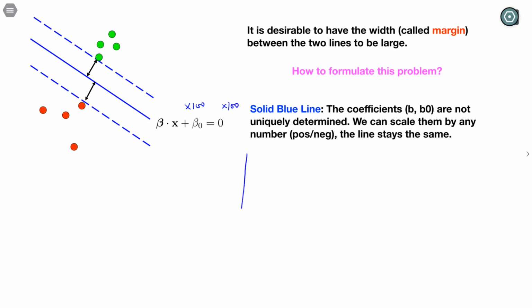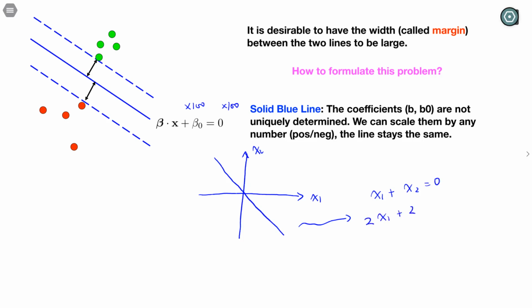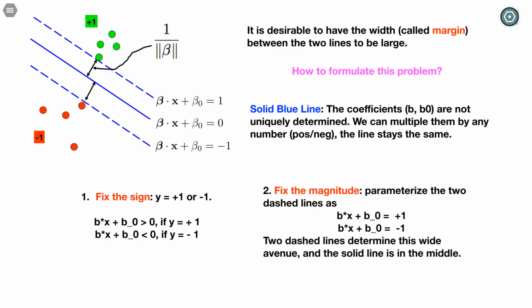For example, let's consider two-dimensional x1 and x2, and we have this line. You can parameterize this line as x1 plus x2 equal to 0, or 2x1 plus 2x2 equal to 0, or minus x1 minus x2 equal to 0. They all correspond to the same line. So we have to figure out a way to fix those parameters. Let's first fix the sign, meaning you cannot flip the sign of beta and beta 0 anymore.